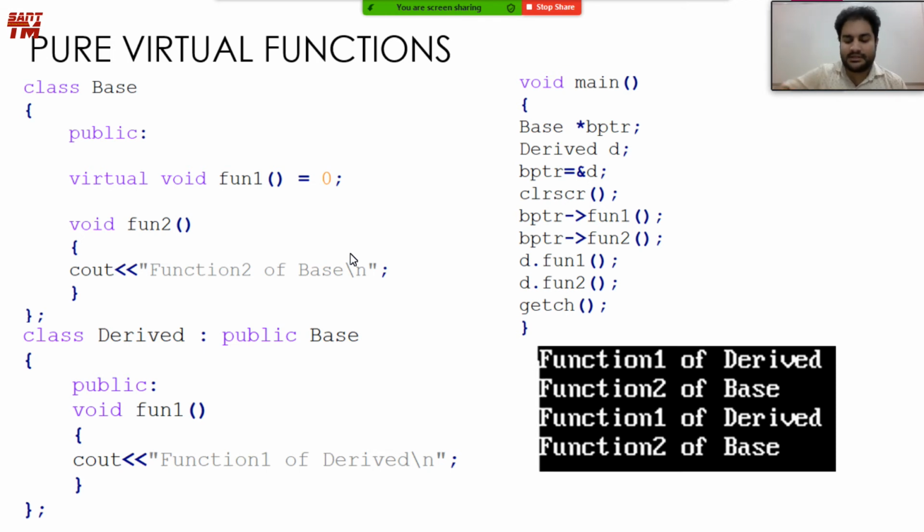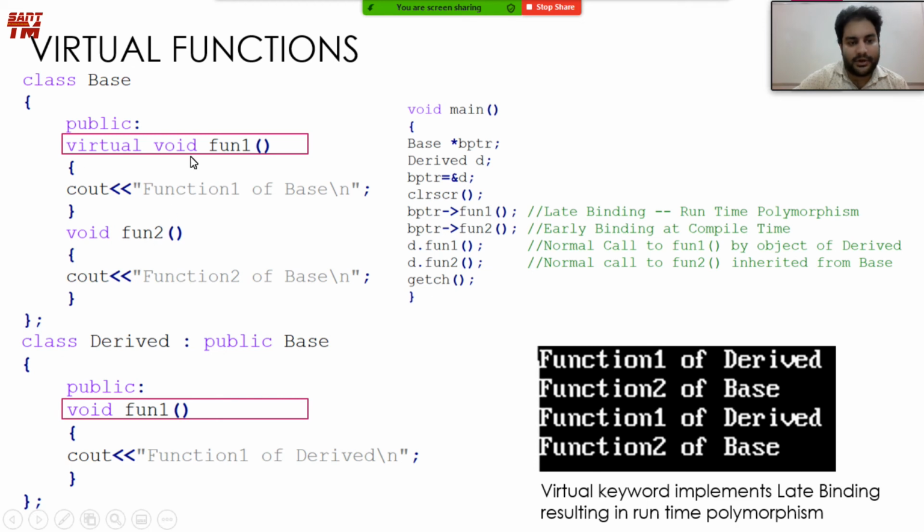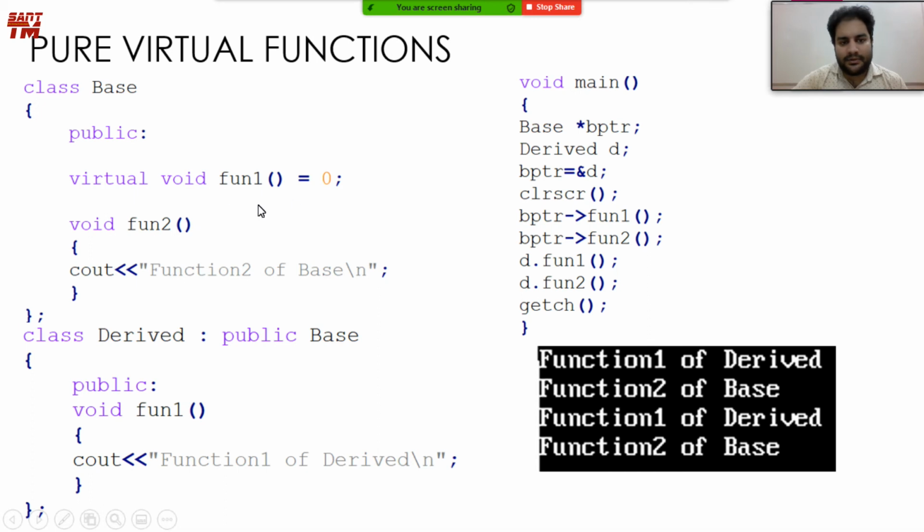In a virtual function, we have to define the body. There is the body. There is one cout statement in this. Though this fun1 is never executed, we have to define it. But in a pure virtual function, we will not define the body. Now, why don't we define the body in a pure virtual function? This relates to the concept of interface.